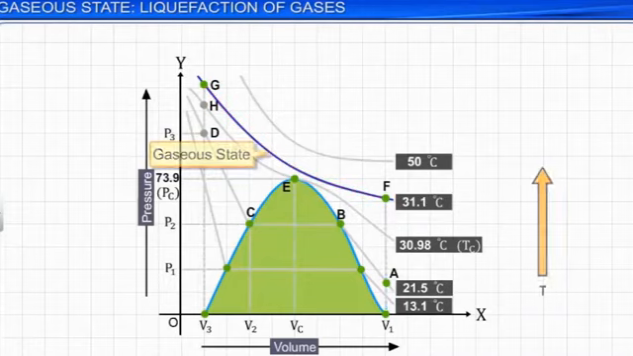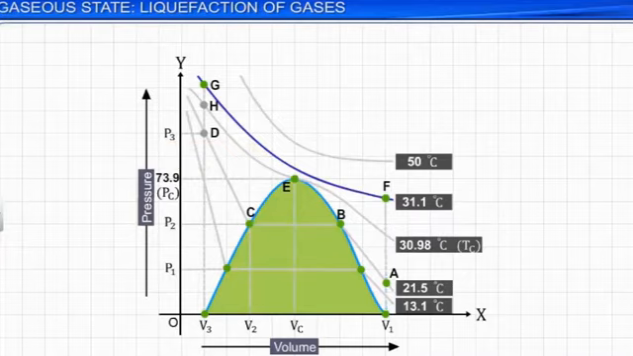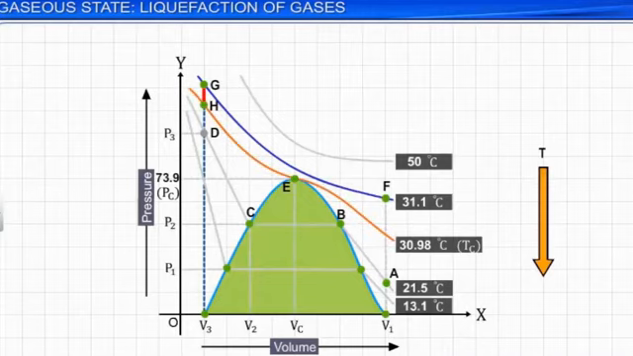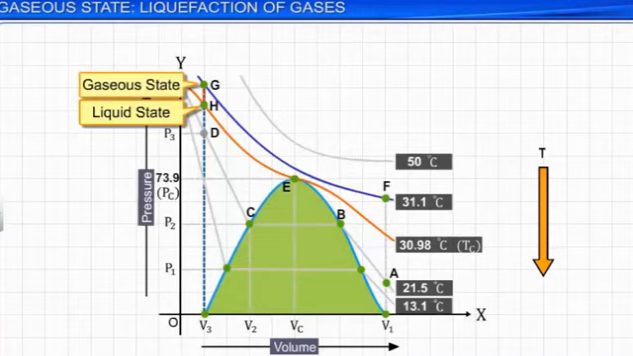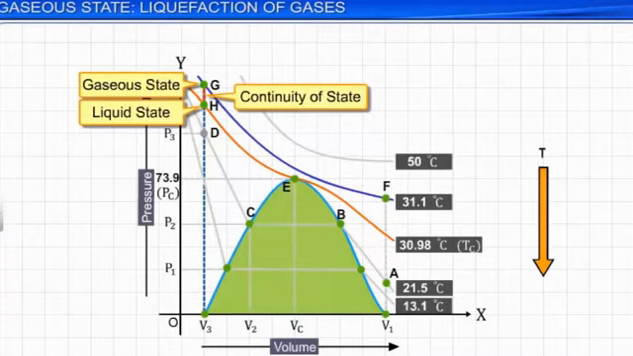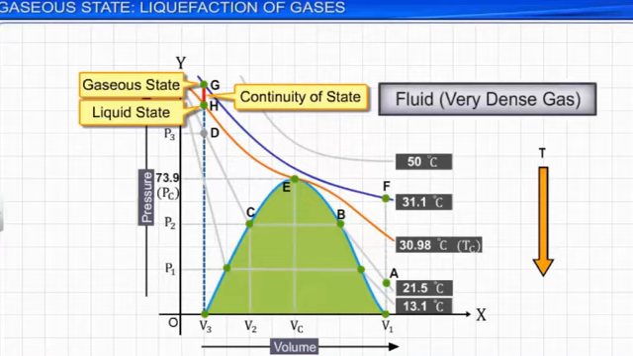Now, if we move vertically down from point G by lowering the temperature, on crossing the critical isocurve at point H, we get the liquid state. Thus, at no stage during the process did we cross the two-phase region. This is called the continuity of state. To recognize this continuity, the term fluid is used for either a liquid or a gas. Thus, a liquid can be viewed as a very dense gas.